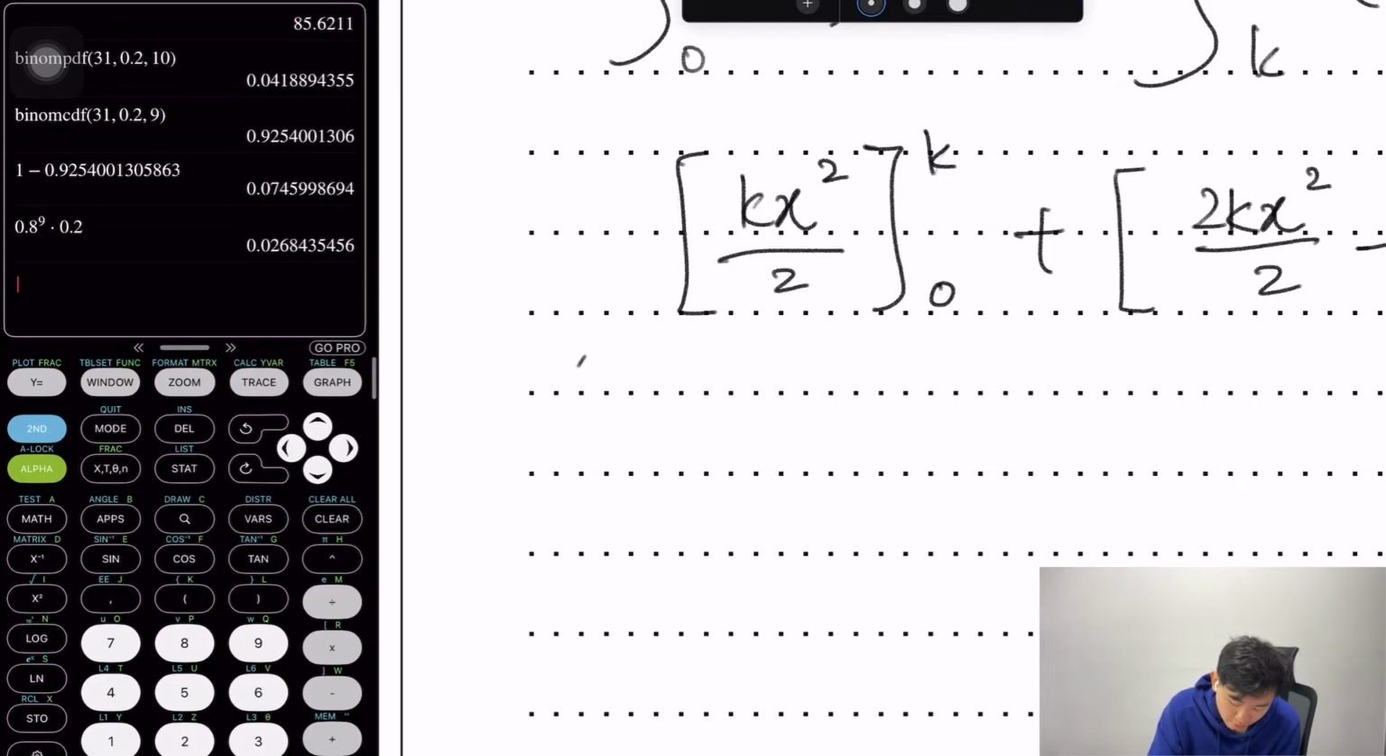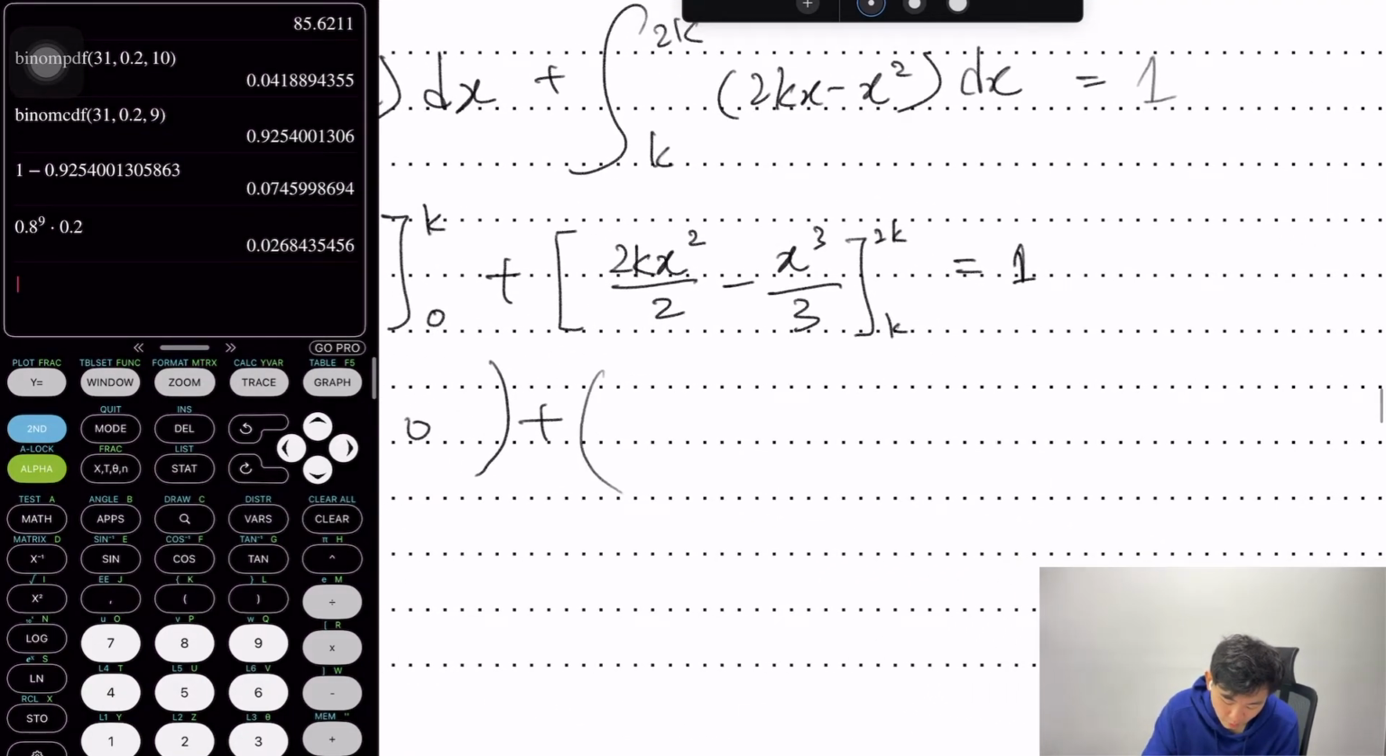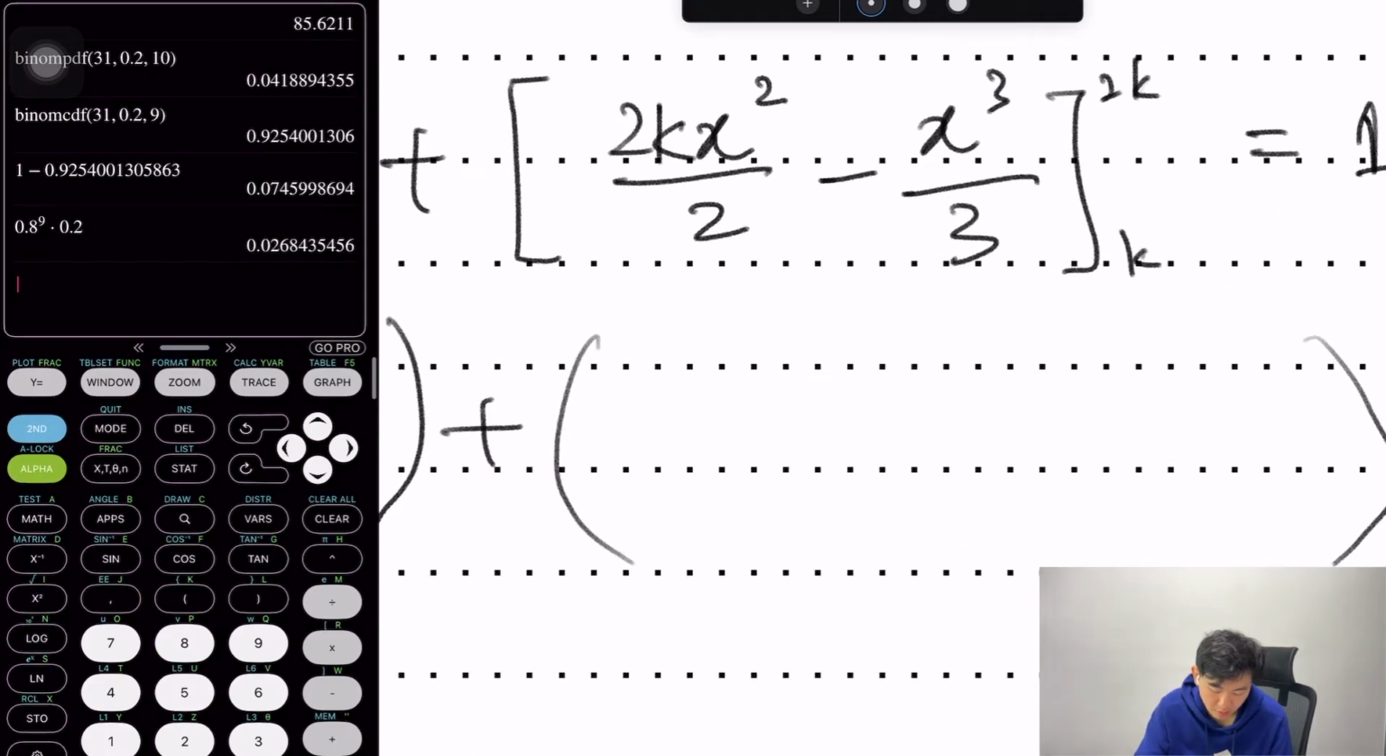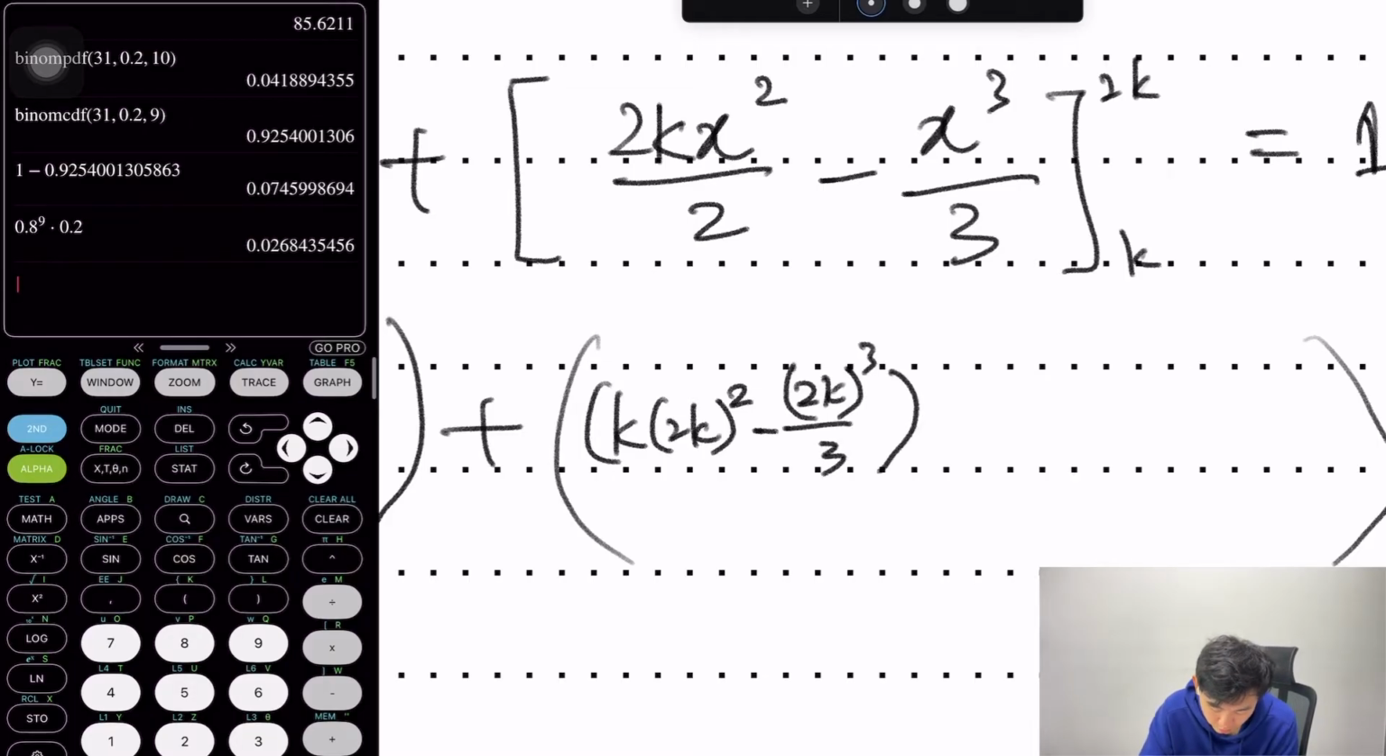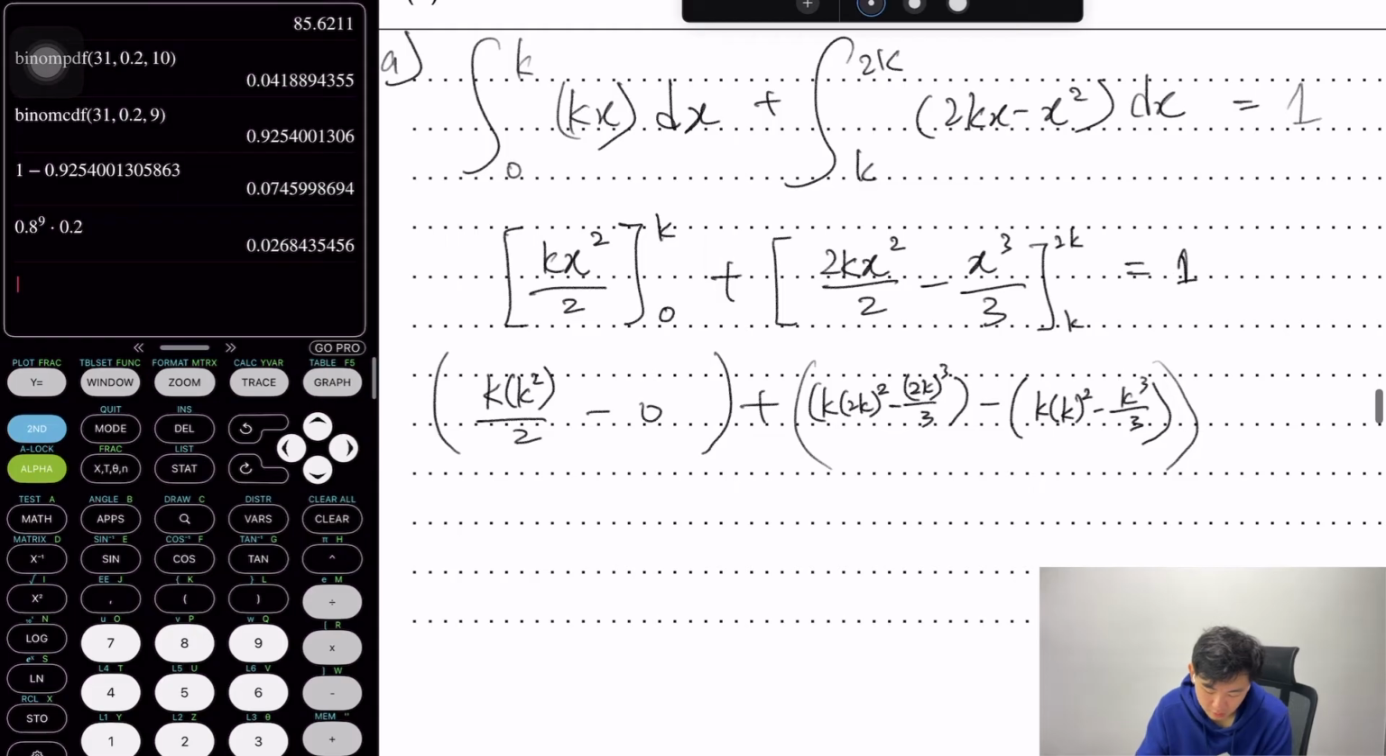So the first part is basically k times k squared over 2 minus 0. Plus, now this part is a little bit more troublesome. 2 divided by 2, you can just cancel out. So that means the first part is k times 2k whole squared, and then minus 2k to the power of 3 divided by 3, close bracket, minus k times k squared minus k cubed over 3, and then equals 1.